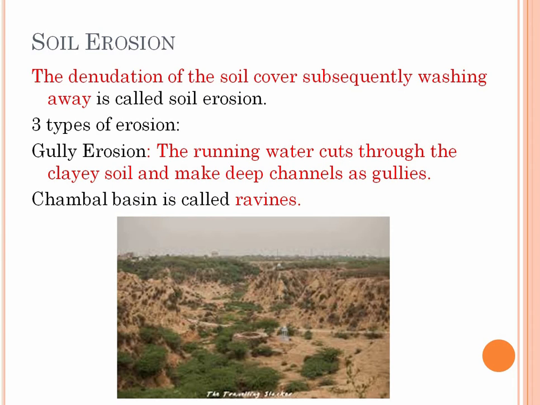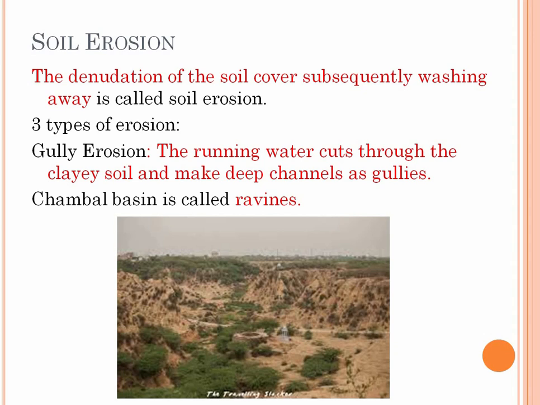Now we see soil erosion. What is soil erosion? The denudation of soil cover and its subsequent washing away is called soil erosion. Like the soil moving or eroding or washing away from one place is called soil erosion. You can say the wind blowing and taking the soil from one place to another place is also called soil erosion. There are three types of soil erosion: gully erosion, wind erosion, and sheet erosion. We will see how all three work.